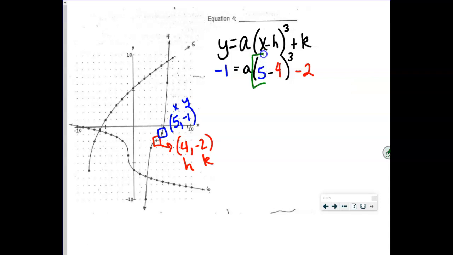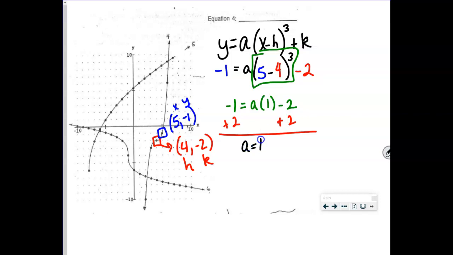I always suggest you guys work with this piece first. So Riley, oh, yours is boring too. I'm so sorry. 5 minus 4. 1. 1 to the 3rd power. Still 1. So -1 equals a times 1. That's boring. -2. One step and you got it. What did you just find for your a value? My gosh, that is horribly boring, Riley. I'm so sorry. All right, a is 1.